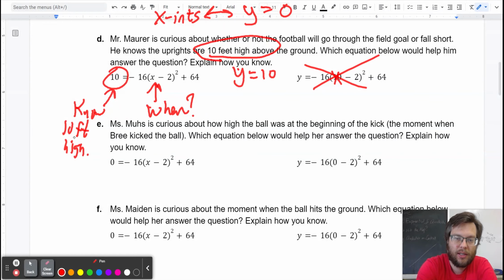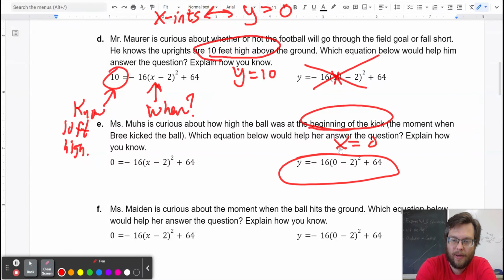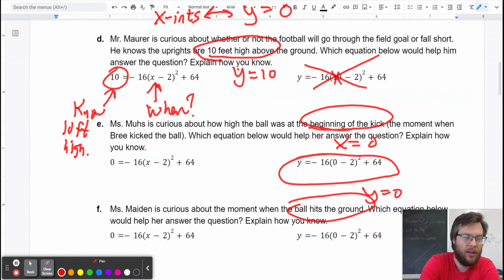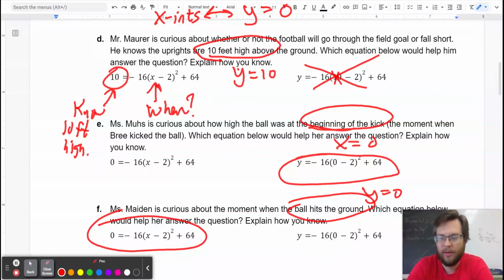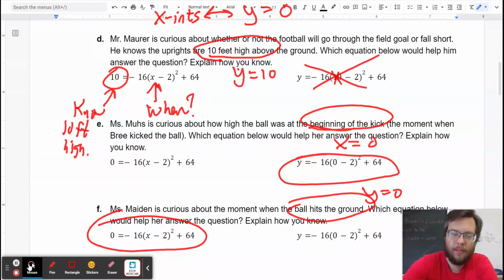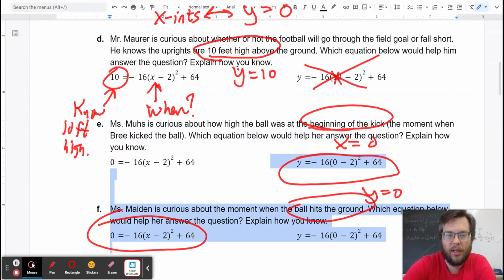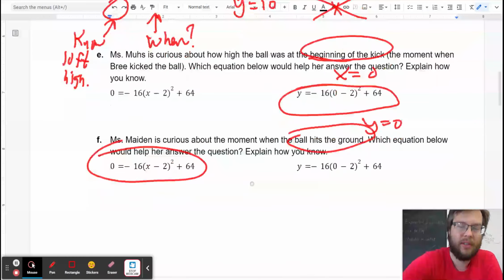Same sort of idea on E and F. Question E is just talking about at the beginning of the kick. And at the beginning of the kick, that means that x is equal to 0. So that's why we're talking about that equation there. Last one, when the ball hits the ground, we just identified the ground means y equals 0. And so that would be this equation right there. All right? So then moving on to the backside here, what we're looking at is solving equations.